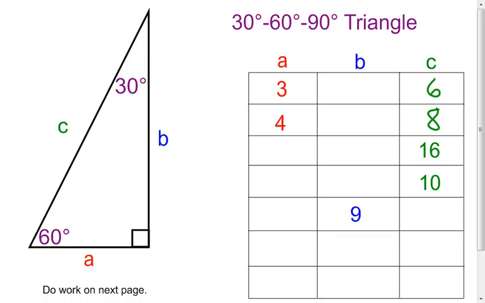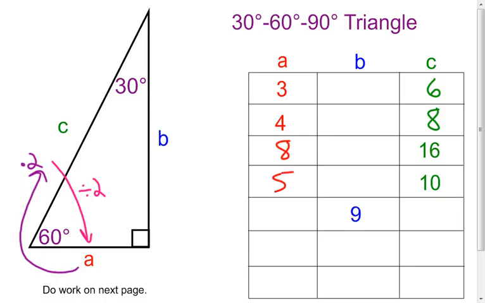Which tells me if I know the short leg, all I need to do to get to the hypotenuse is multiply by 2. Well then, go the other way. If you know the hypotenuse, if you're going to get back to the short leg, you need to divide by 2. Which leads me to my next one. Well now, in this case, I know that the hypotenuse is 16. That's going to put me at 8 here. If the hypotenuse is 10, like the next one, it's going to put me at 5 in the short leg.